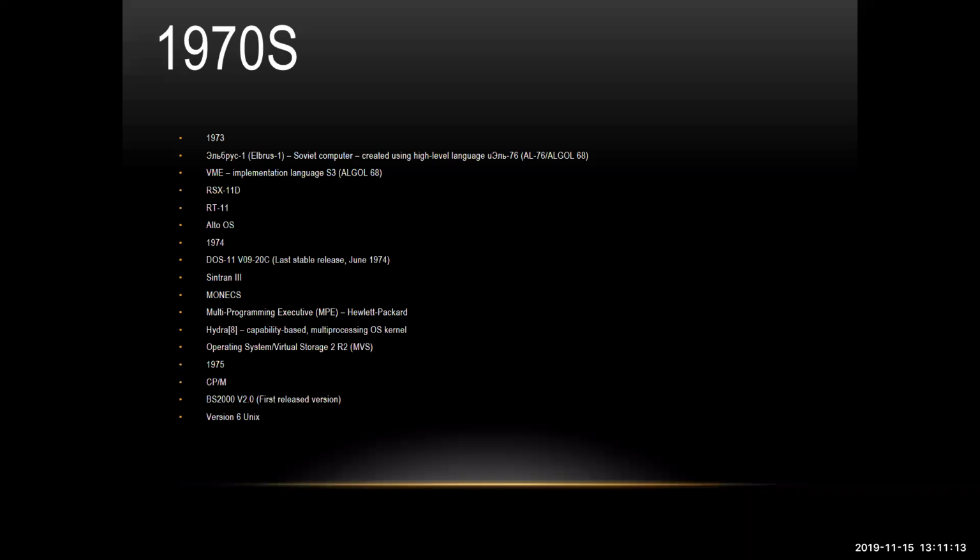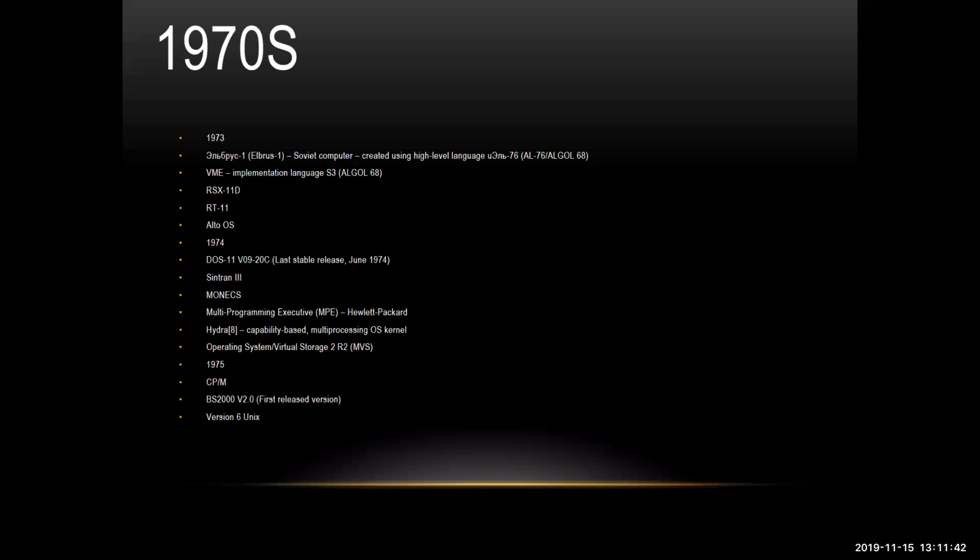We also had Multi-Programming Executive, MPE. It was made by HP, or Hewlett Packard. And then Hydra. It's a capability-based multiprocessing OS kernel. And then we also had Operating System Virtual Storage 2 R2. And then in 1975, we had CP/M.